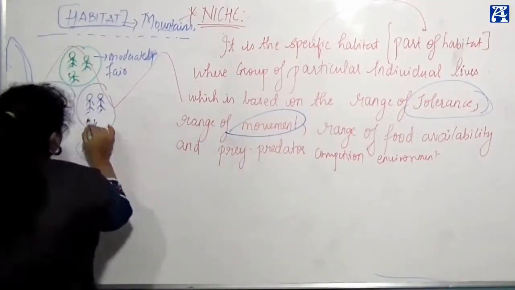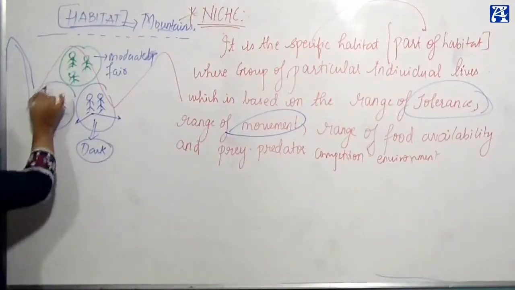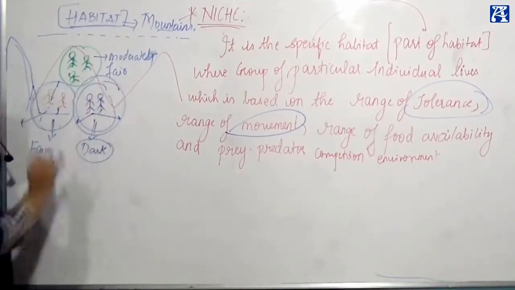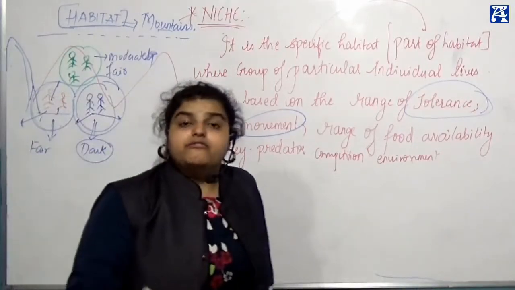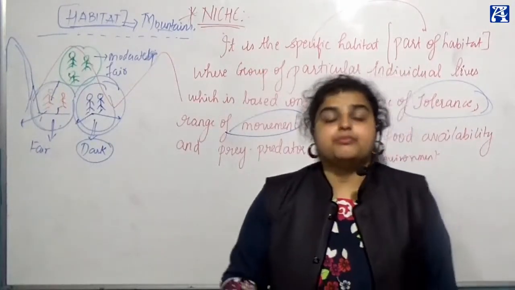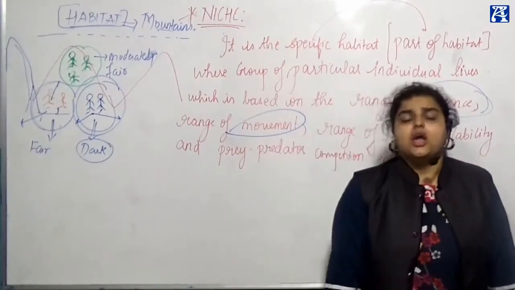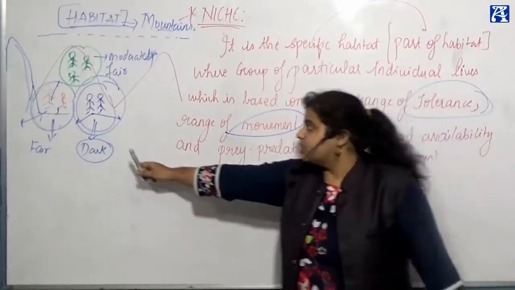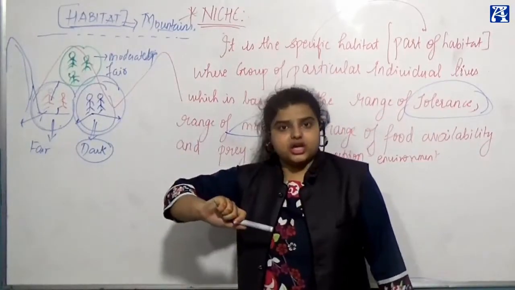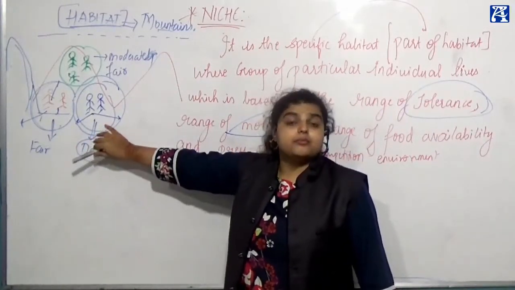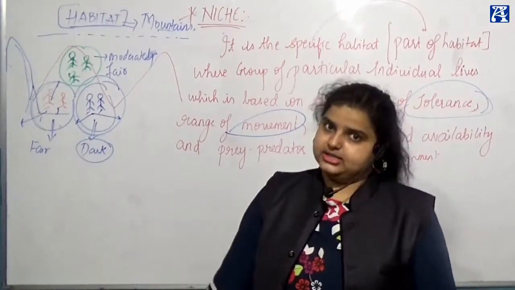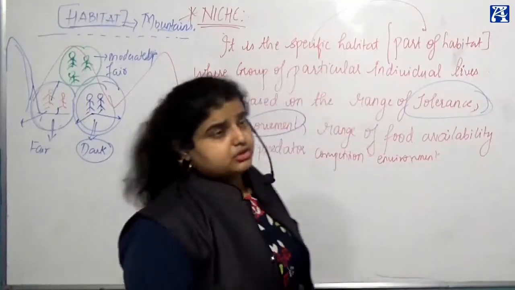Then comes the range of movement. Your movement can be here, your movement can be here. This guy's movement can be here, here, here, here. This is their range of movement, where they are comfortable, where they are able to live, where they perform their function easily, where they interact with the environment very easily. This is their locality. You can also say it is a specific part of locality.